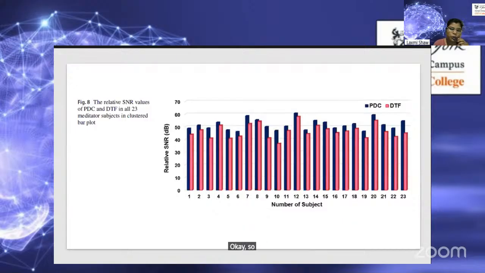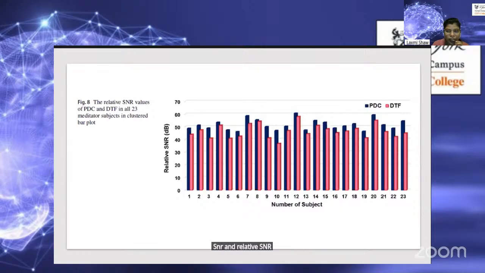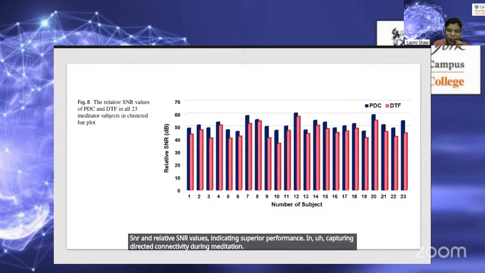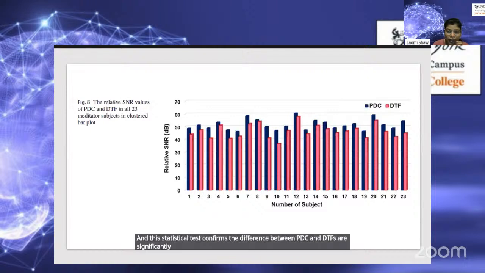Okay, so quantitative analysis across all the subjects shows that PDC consistently yields higher absolute energy, SNR, and relative SNR values, indicating superior performance in capturing directed connectivity during meditation. And this statistical test confirms that the difference between PDC and DTF is significantly distinguishable, which validates the robustness of our findings.